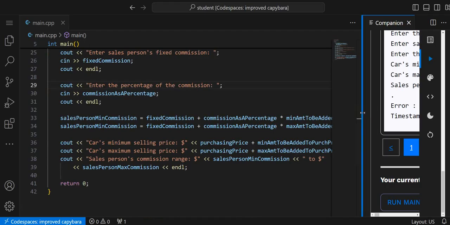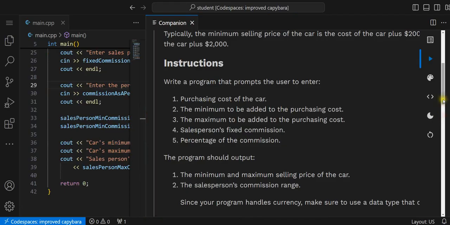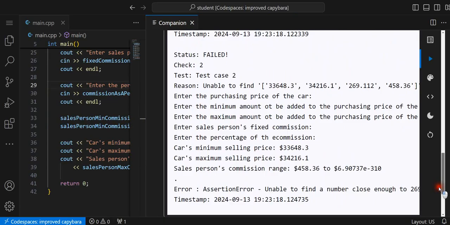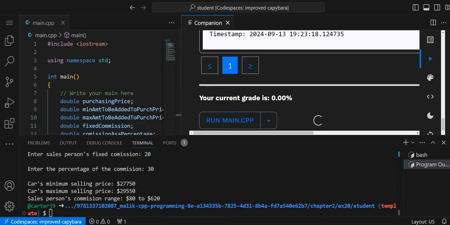But let's see what we got. Still got a 0. And this time there are 2 I was able to find: enter the purchase price of the car. This right here. I'll look at that again. I went through this one again and typed it up without talking. I put in different sales prices. This time I didn't get the weird number. I got the $80 to $620.